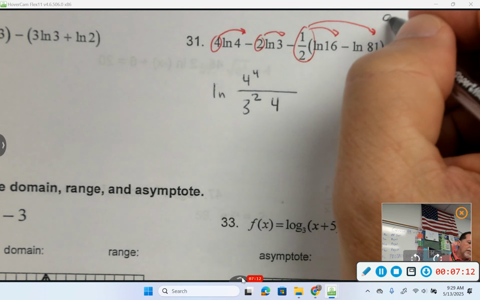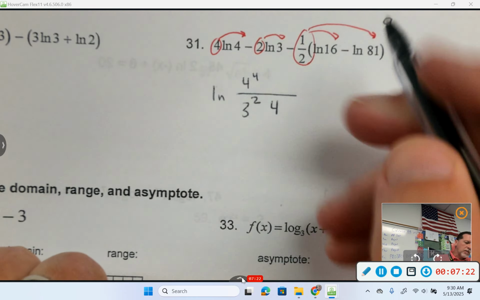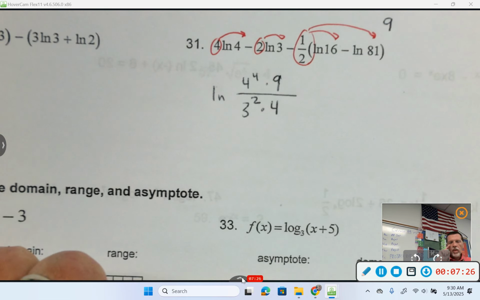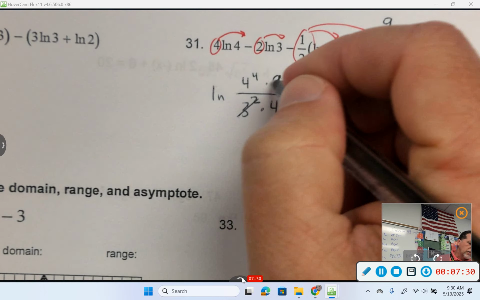81 to the 1/2 is 9. But where's the 9 going to go? Top or bottom? Why top? It's positive. Right, because it's positive. The negative times the negative makes this positive, so the 9 will go in the top. Which works out pretty well for us, because 3 squared and 9 will cancel.